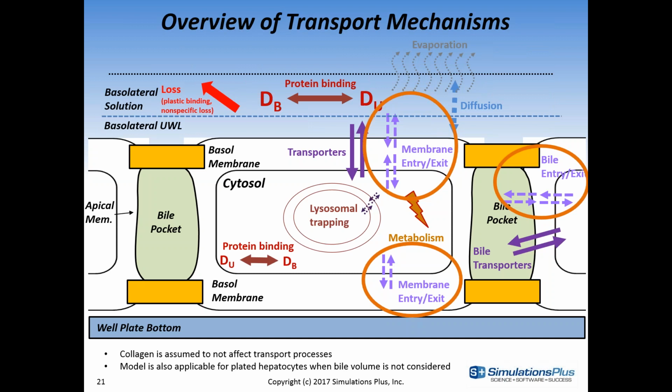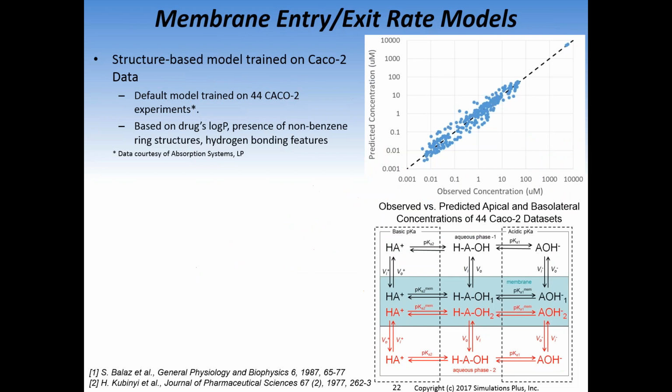So the next transport mechanism that we want to look at is the membrane entry and exit rate. The membrane entry and exit rate model is a structure-based model trained to Caco-2 data for 44 experiments. It's based on the drug's log P, the presence of ring structures that are non-benzene, and also hydrogen bond acceptor and donor features of the molecule. And these are all count-based descriptors. This model was fit based on absorption systems data that they provided to us. So that's built in and calculates the input rate of the drug into the membrane itself.